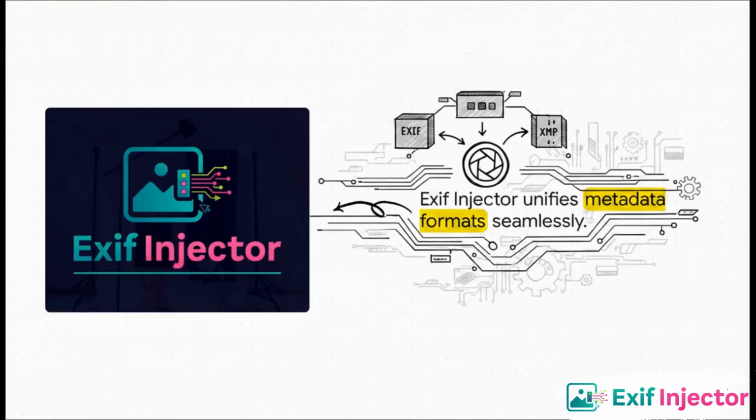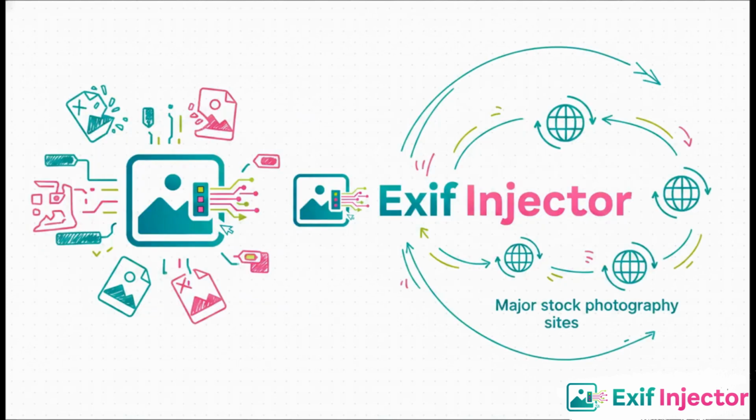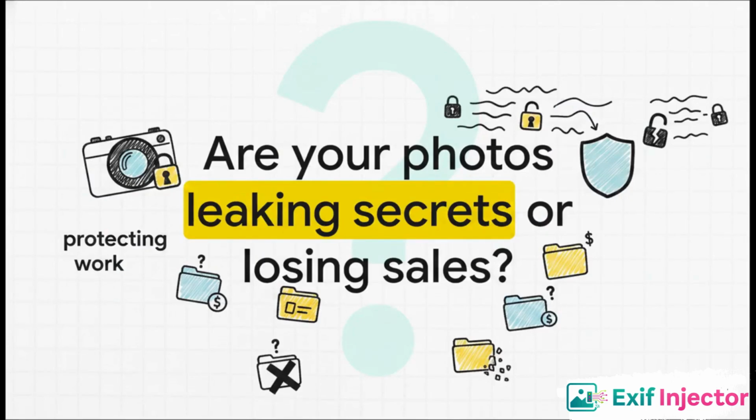This is where tools like Exif Injector come in. They write cleanly across Exif, IPTC, and XMP simultaneously. This professional sync permanently prevents that nightmare of metadata looking perfect locally but getting rejected by stock sites. So, are your photos leaking secrets or losing sales? How secure is the hidden data you just shared?